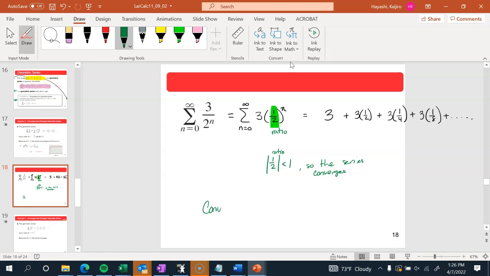And in addition, you can say that it converges. Since you know that it converges, you can say that this geometric series will converge to a particular value. And it'll just converge to that first term, 3, over 1 minus the ratio of 1/2. So that's 3 over 1 minus 1/2, which is 1/2. 3 divided by 1/2 is 3 times 2, which is 6.